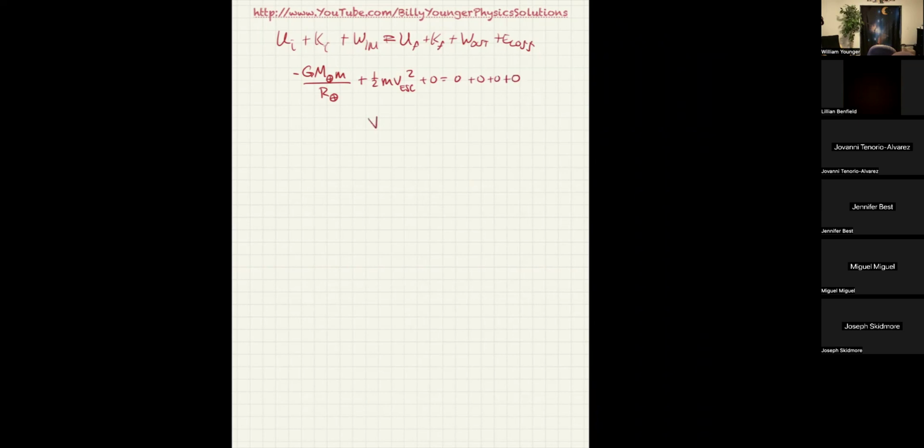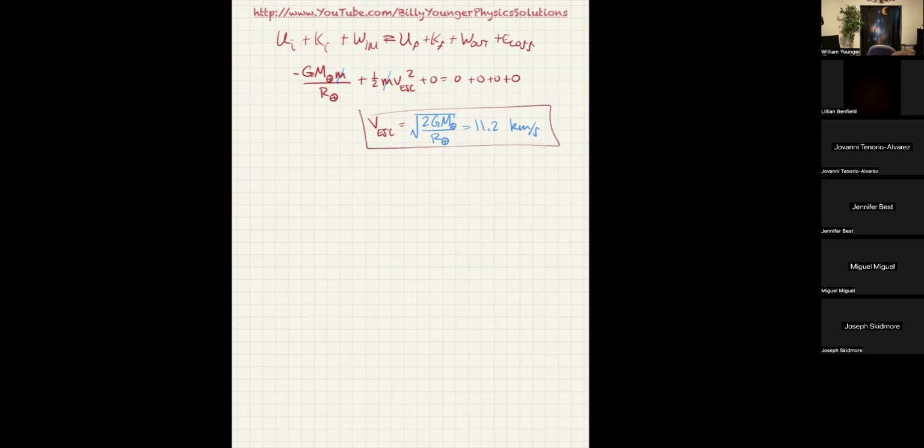And that would give us V escape is equal to, notice the M's cancel out. Oh, excuse me, not that M, but this M cancels out. So that gives me the square root of 2G times the mass of the planet over the radius of the planet, like that. And that turns out to be 11.2 kilometers per second is the escape velocity for the Earth.